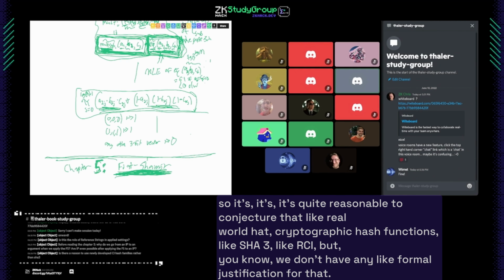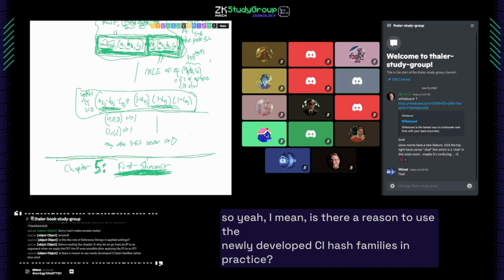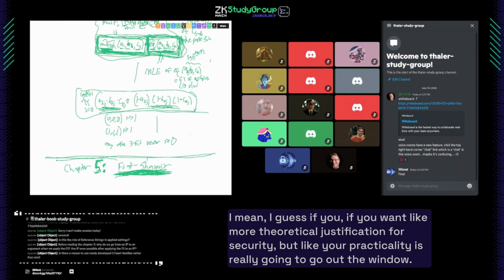So it's quite reasonable to conjecture that real-world cryptographic hash functions like SHA-3 are CI, but we don't have any formal justification for that. So, is there a reason to use the newly developed CI hash families in practice? I guess if you want more theoretical justification for security, but your practicality is really going to go out the window, I think.